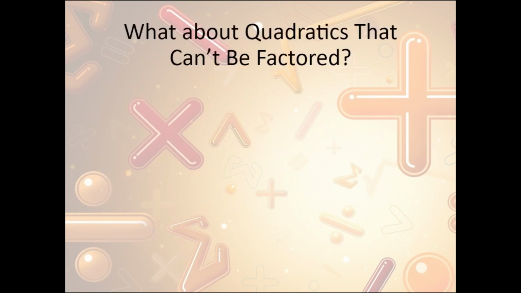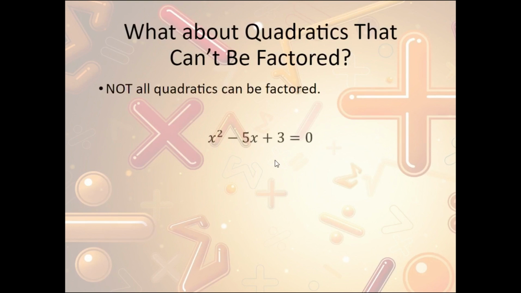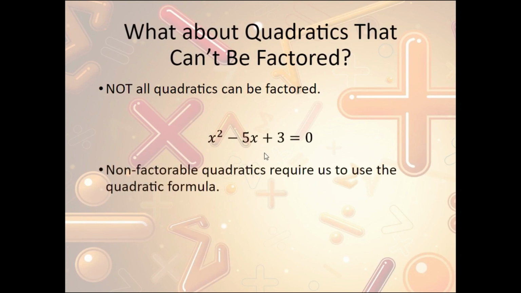Now what about quadratics that can't be factored? So not everything comes out evenly. Not all quadratics can be factored. For instance, this one, x squared minus 5x plus 3 equals 0. This is a non-factorable quadratic. So when we get these non-factorable quadratics, we have to use what's called the quadratic formula.